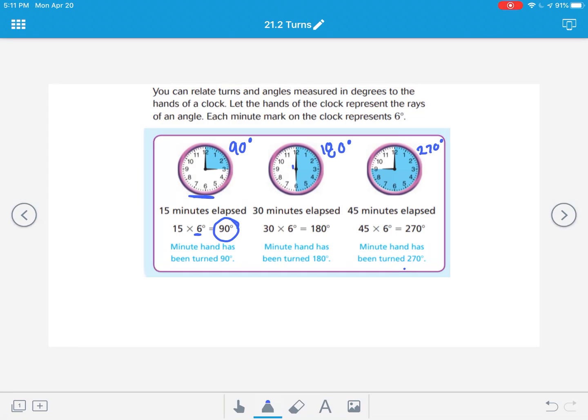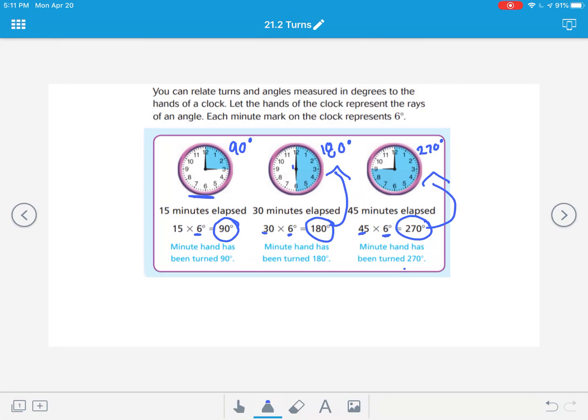In a clock showing half an hour, or a half turn, that's 30 minutes multiplied by 6 degrees is 180 degrees. That's how we end up with that measurement. And then in 3/4 of an hour, or 45 minutes, multiply each minute by 6 degrees, is 270 degrees in total, or a 3/4 turn around a circle.